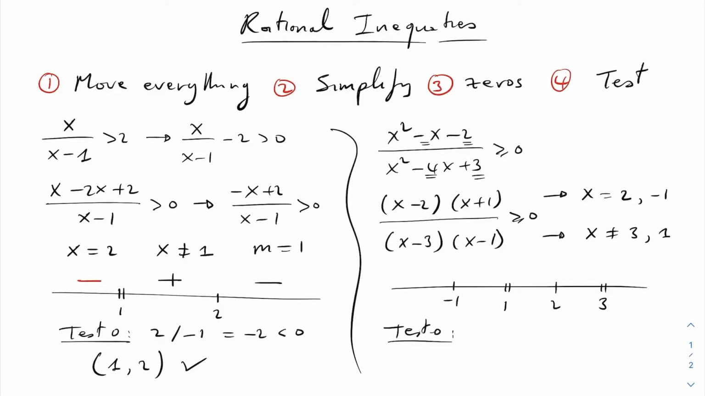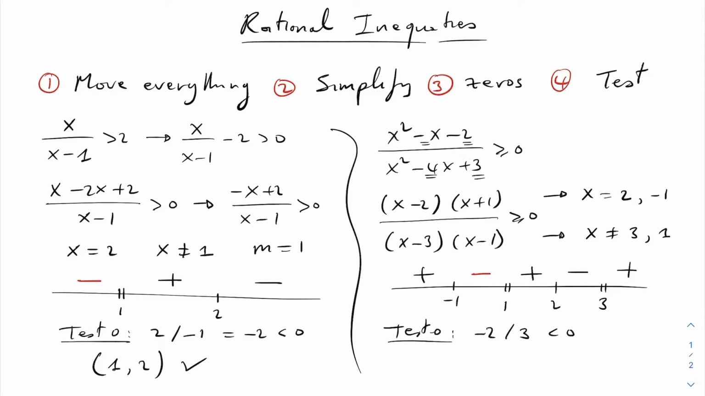So if I plug in 0 into my rational expression here, I'm going to get on top here 0 squared minus 0 minus 2. That's going to be negative 2. And on the bottom, 0 squared minus 4 times 0 plus 3. That's going to give me 3. And of course, that happens to be a negative number. So I'm going to put a negative sign between negative 1 and 1 here. And of course, as I go through negative 1, my sign will change to positive. And as I go through 1, my sign should also change to positive. Through 2, it would revert back to negative. And then through 3, it should change back to positive.